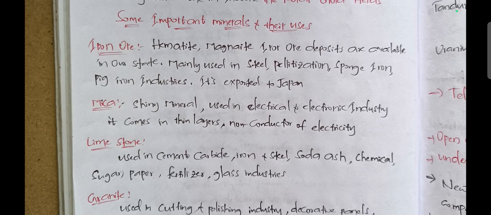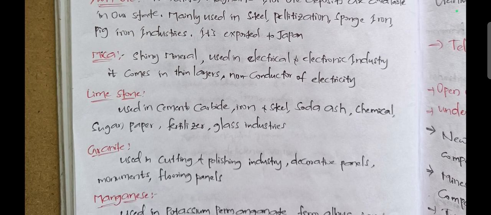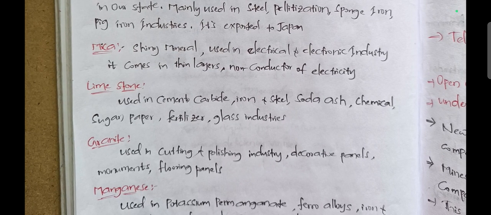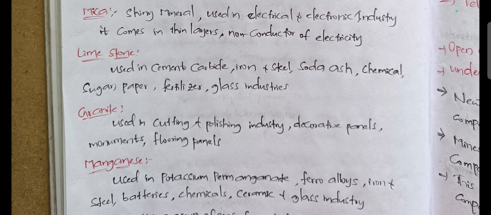Next, limestone. Limestone is used in cement, carbide, iron and steel, soda ash, chemical, sugar, paper, fertilizer and glass industries. Next, granite. It is used in the cutting and polishing industry, decorative panels, monuments and flooring panels.